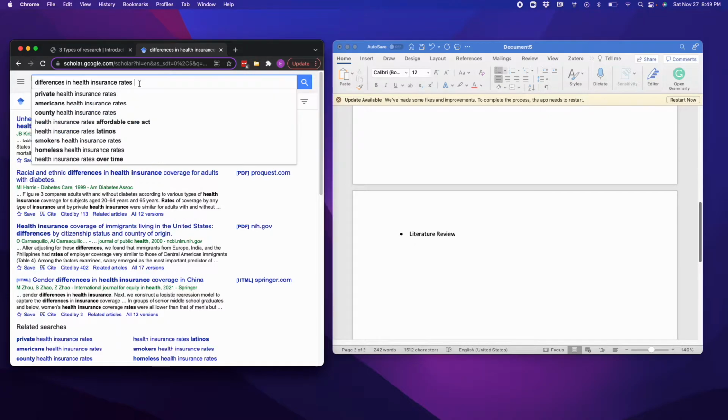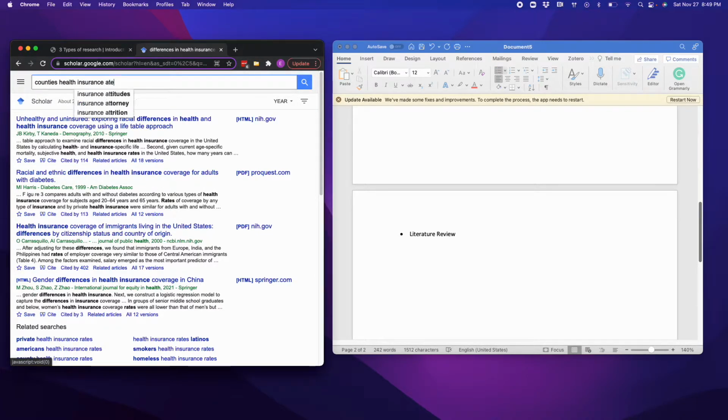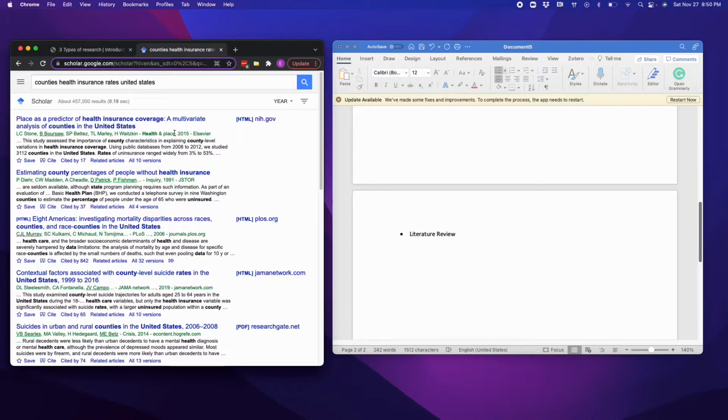I might also think that I have the wrong search. Counties, health insurance rates, United States. Place is a predictor of health insurance coverage, a multivariate analysis of counties in the United States. Because this is on Google Scholar, I know that it's in a scholarly journal. It's in the journal Health and Place, right here. It's been cited 17 times. That's good to know, that other scholars have looked at this and thought it was worth citing. Here's another, estimating county percentage of people without health insurance.